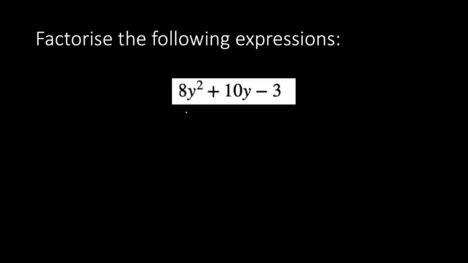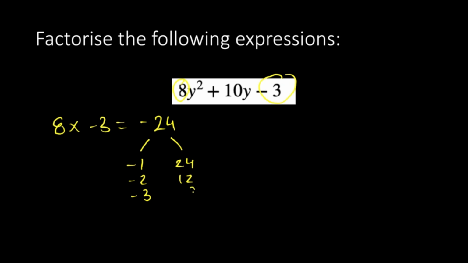Again, another one. Now, in the squared term for this one, you have an 8. So we start off with multiplying the 8 and the minus 3. So 8 times minus 3, which is minus 24. You find the factors of minus 24. So you start off with minus 1 and 24, minus 2 and 12, minus 3 and 8, minus 4 and 6, and that's it. I'm not going to write the positive ones because it's going to go all the way down.